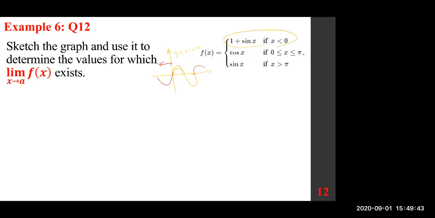So that's the sine part. And what about the cosine? Here's the graph of cosine, class. This is one cycle, and you continue indefinitely.